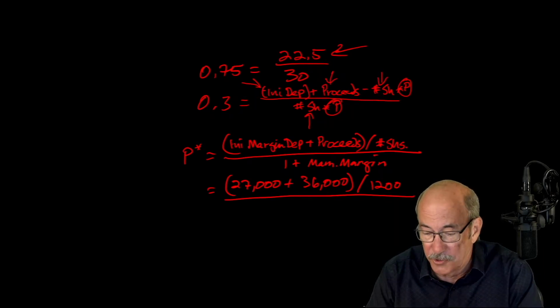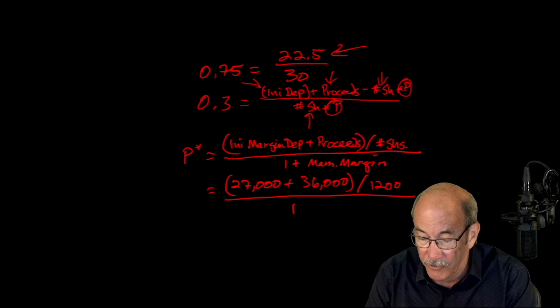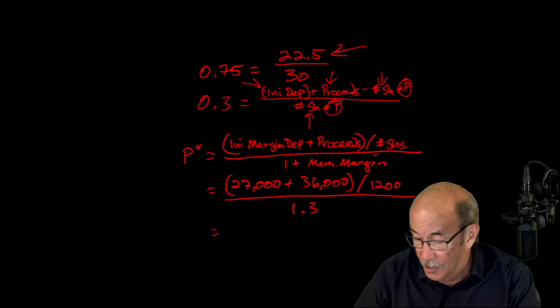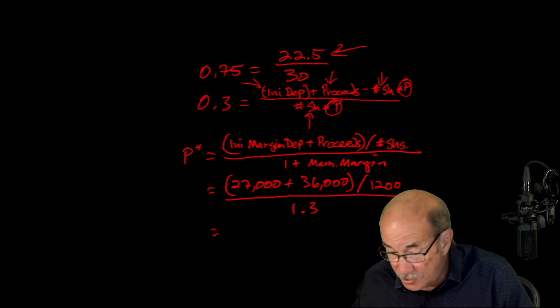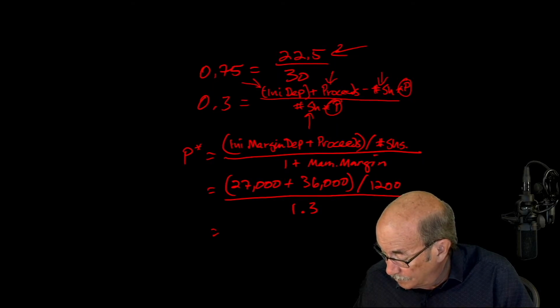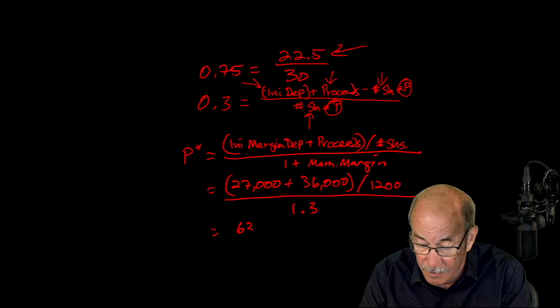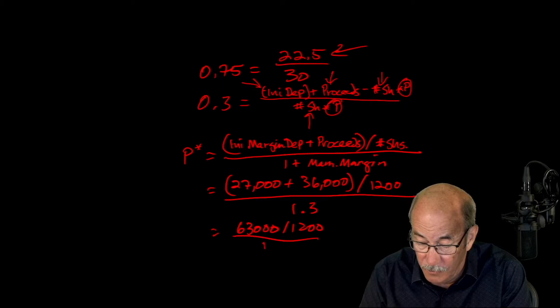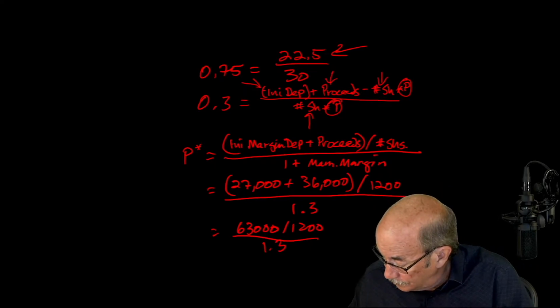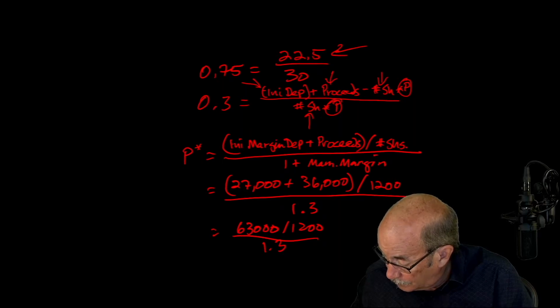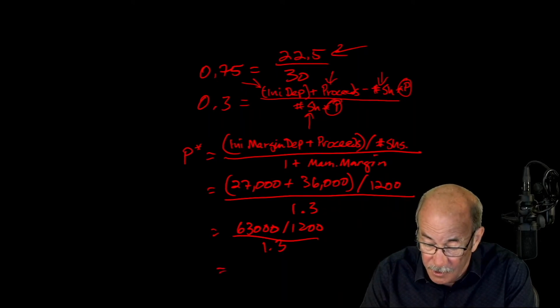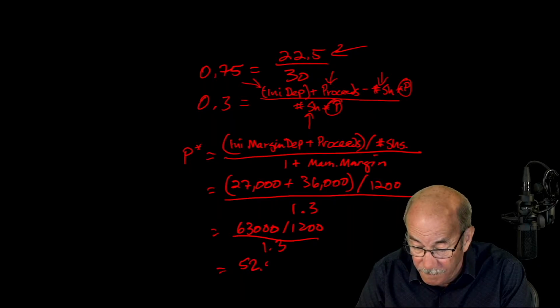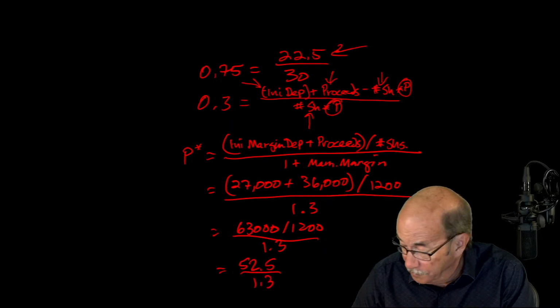Stop me if you've got a question too. And then our maintenance margin was 30%. So 1 plus 0.3 would be 1.3. And then let's put the 36 together with the 27. 63,000 divided by 1,200, all over 1.3. So I've got 52.50 divided by 1.3.